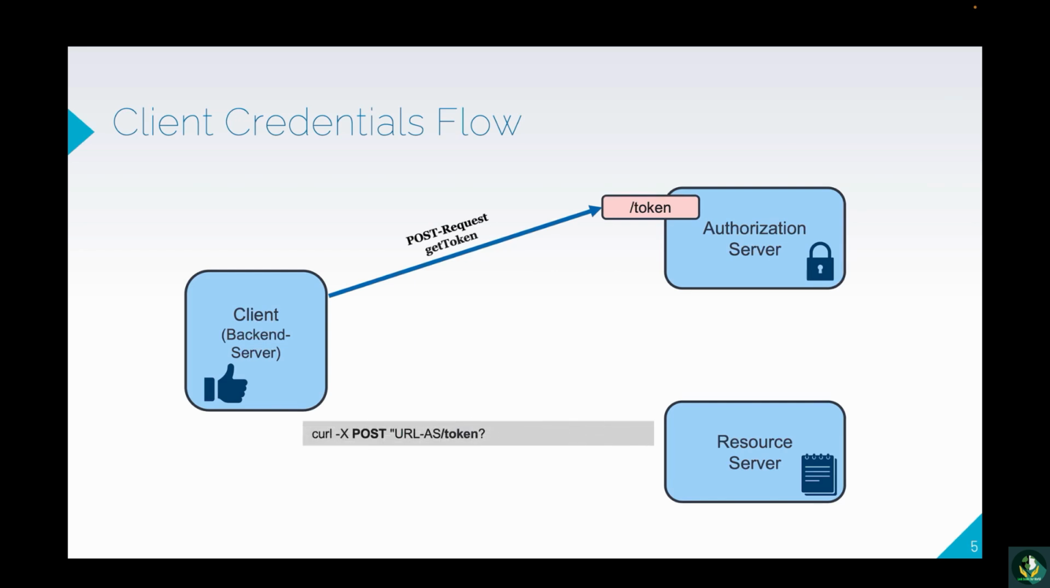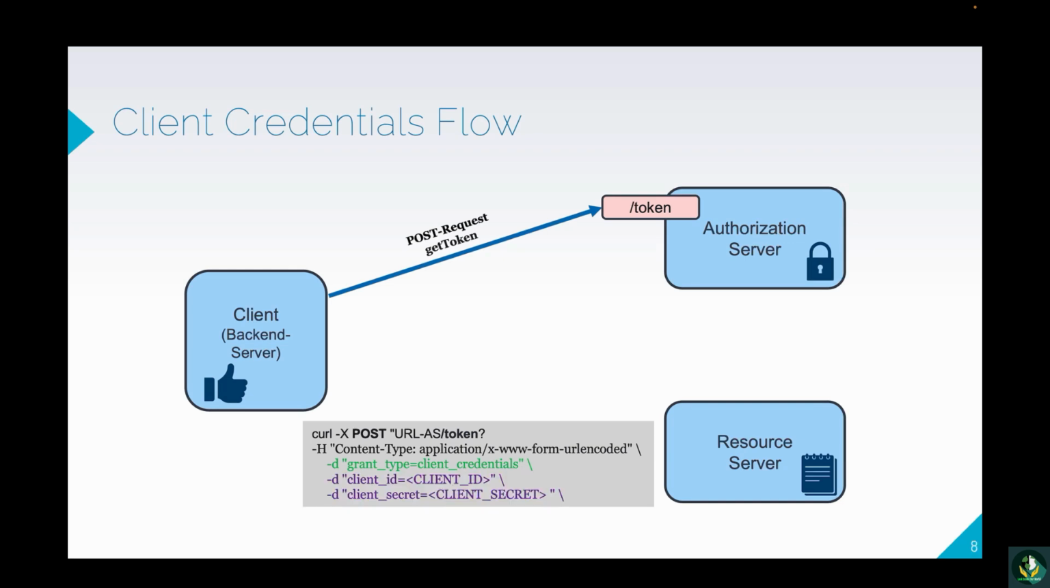Here is how the curl command looks. The client sends a POST request to the token endpoint. Content type is set to URL-encoded form data. The grant type is set to client credentials, indicating the use of this flow. Client credentials such as client ID and client secret are provided for authentication. Optionally, scopes can be included for fine-grained access.